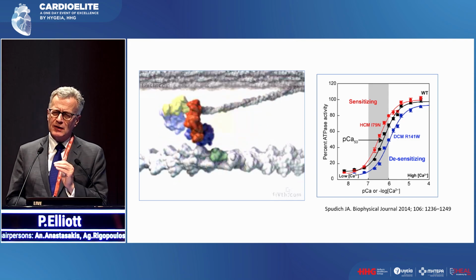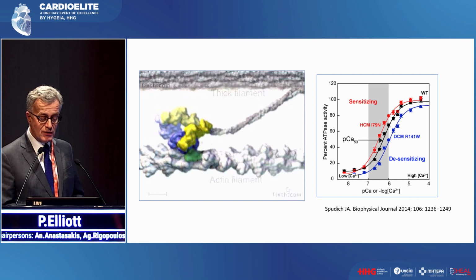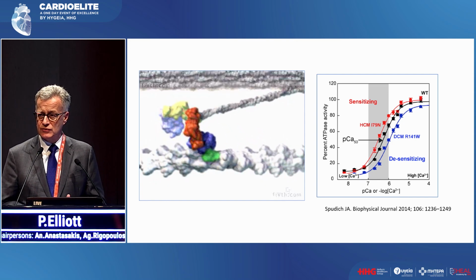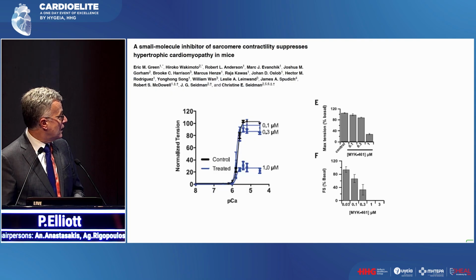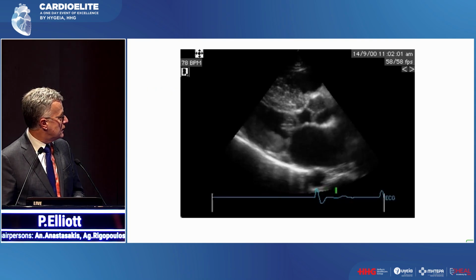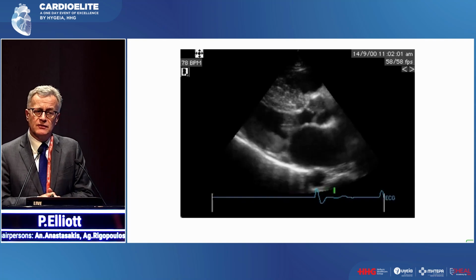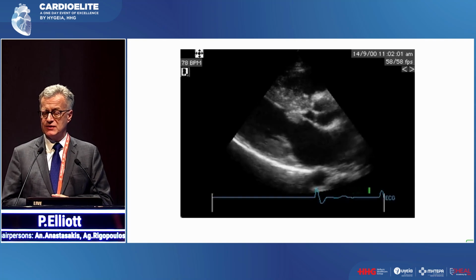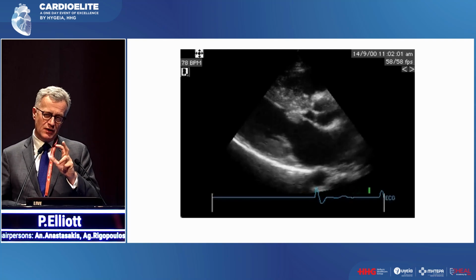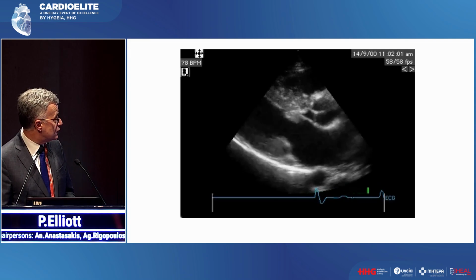So it was reasoned that, what if we were to develop a drug which inhibited this interaction? Could we reduce the tendency towards hypertrophy? And in a dish, you could. In an animal model, you could. But what about in humans? So this led to the development of a pivotal trial called the EXPLORER-HCM trial, which set out to exploit, if you like, the negative inotropic effect of this drug in people with outflow tract obstruction.